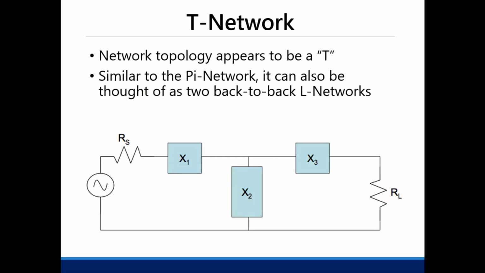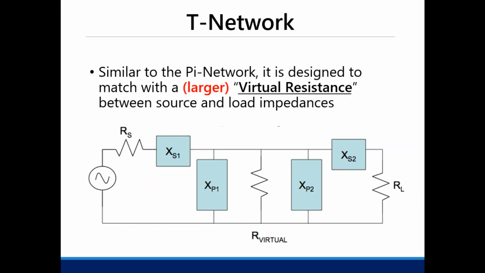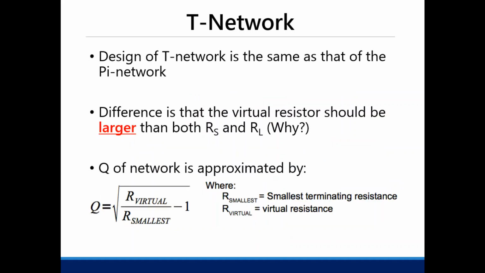Okay, now let's look at a T network. So a T network, well, appears to be a T. So it's similar to the pi network. It's two back-to-back L networks. If you separate the parallel elements, you'll have another virtual resistance at the middle, similar to how a pi network behaves. But in this case, our virtual resistance is larger than both RS and RL.